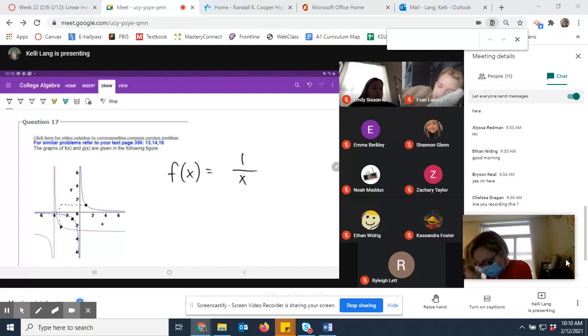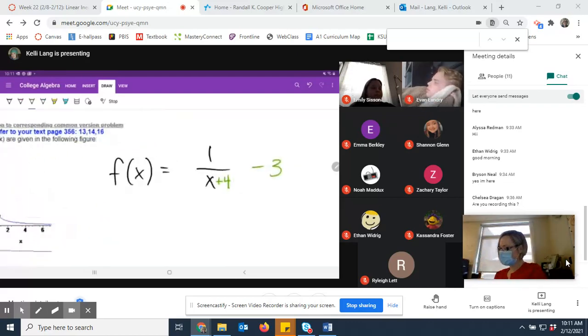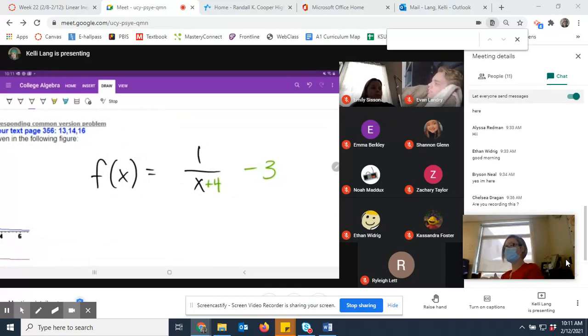So I think we went left 1, 2, 3, 4 units, and down 1, 2, 3 units. So notice I put the +4 inside the parent function down there in the denominator with the x, but the -3 that accounts for the vertical shift goes by itself on the outside.